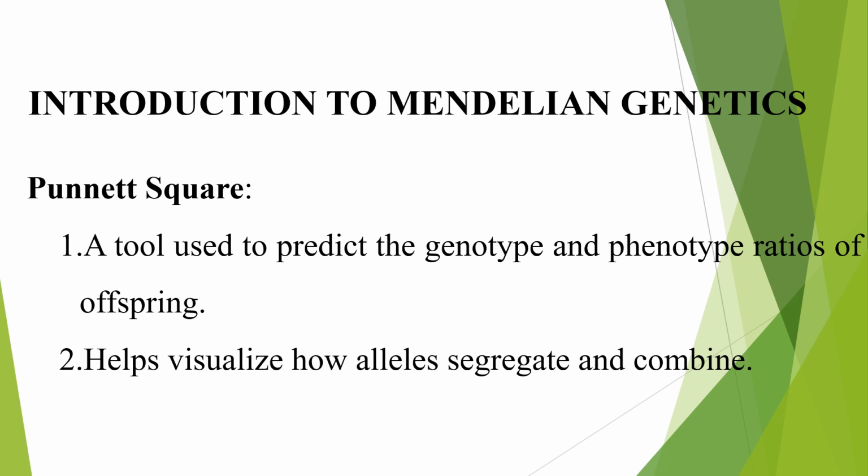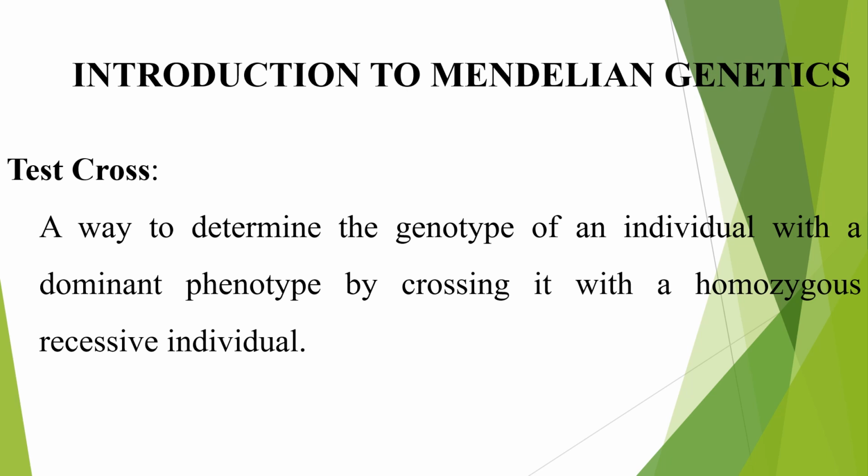Punnett square. 1. A tool used to predict the genotype and phenotype ratios of offspring. 2. It helps visualize how alleles segregate and combine. Test cross, a way to determine the genotype of an individual with a dominant phenotype by crossing it with a homozygous recessive individual.